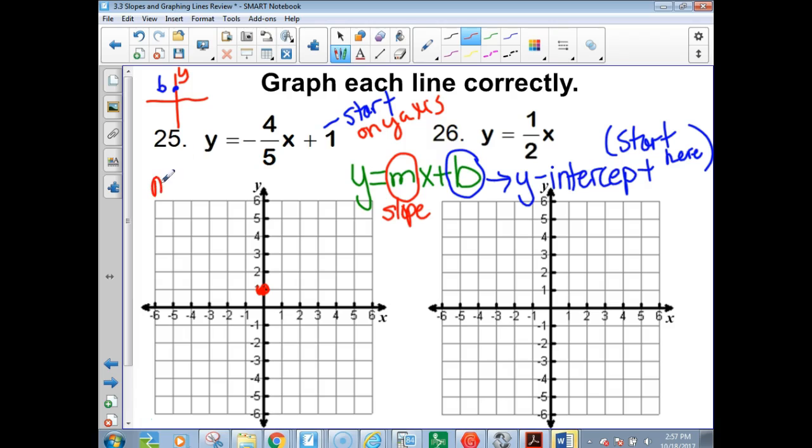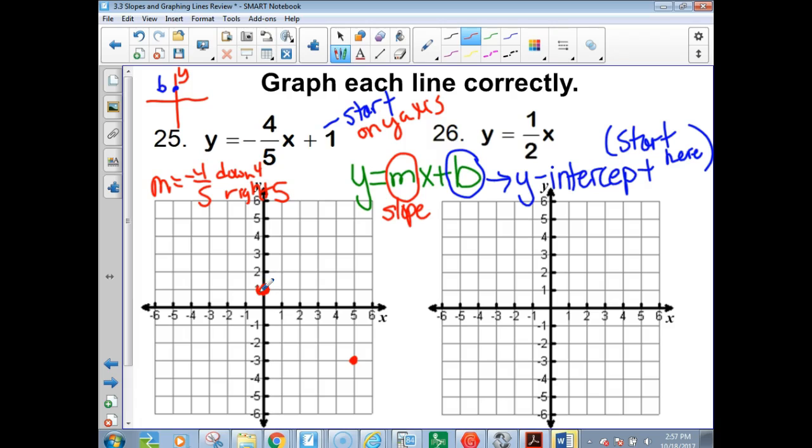The slope of m is -4/5. Slope means to go down 4, right 5. So from that starting spot, you go down 1, 2, 3, 4, and right 1, 2, 3, 4, 5, and you make a point. This is really important that we can graph these. So I went from the starting point of 1 on the y-axis. I went down 4, right 5.